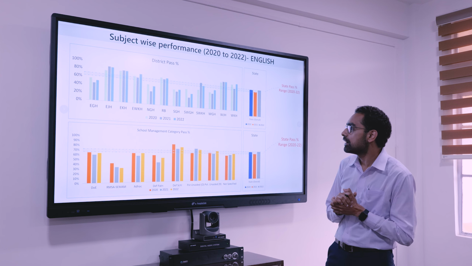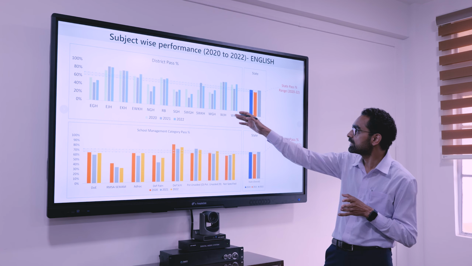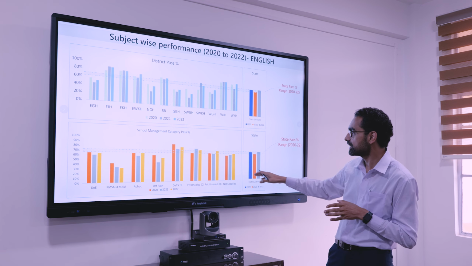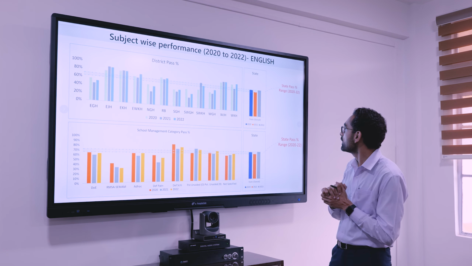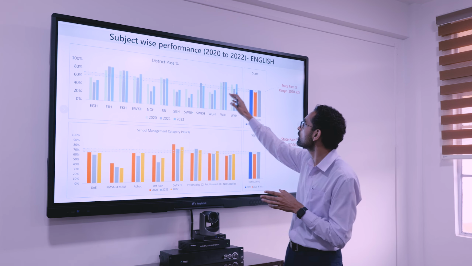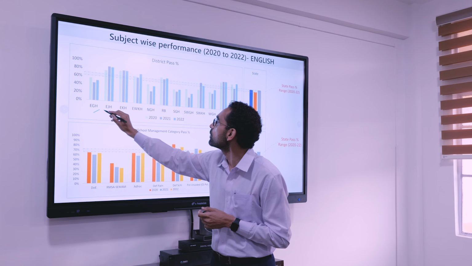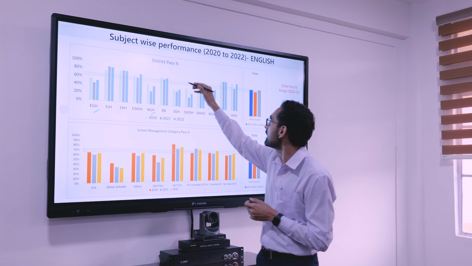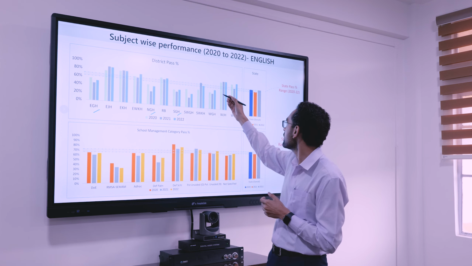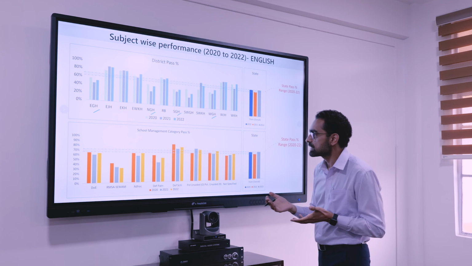Now we will look into the subject-wise performance of different districts and different categories of schools. Here, this is for English, and the average everywhere is between 60 to 70, the pass percentage across the districts. Here also you can see the same pattern: the Garo Hills region is relatively much lower compared to the Khasi Jaintia Hills region. This pattern is also seen in the overall pass percentage.